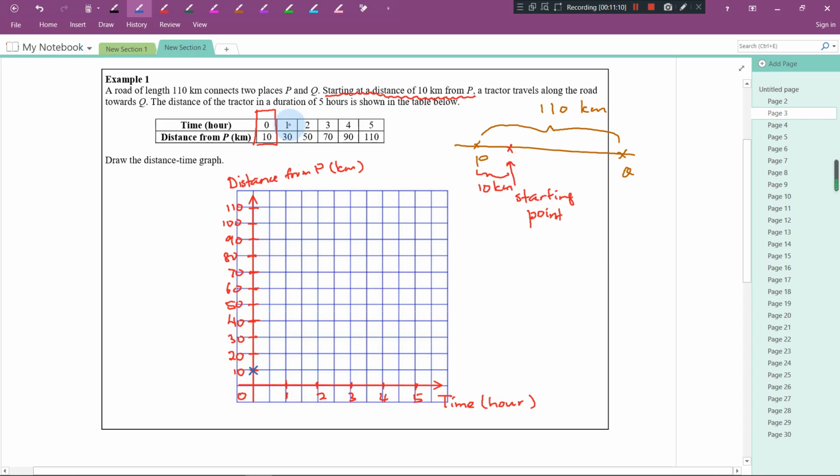When the time is 1, the distance from point P becomes 30. 30 is over here. Okay. When the time is 2, the distance from point P is 50. 50 is over here. And when the time is 3, the distance from point P is 70. 3, 70 is over here.